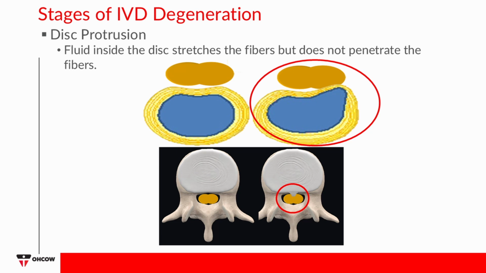Over time, the pressure within the disc tears enough of the annular fibers to result in the formation of a bulge, which then exerts pressure on the spinal nerves. The fluid inside the disc stretches the fibers but does not penetrate them.